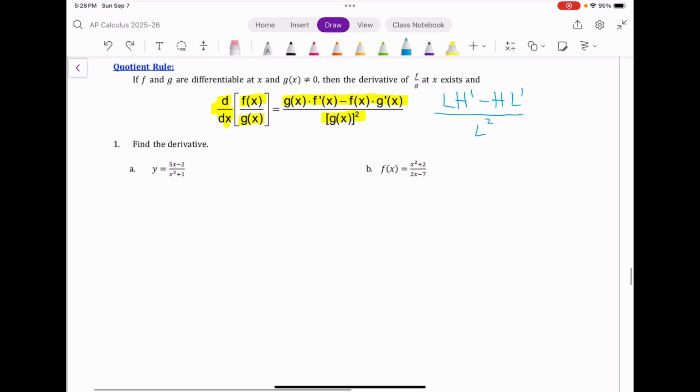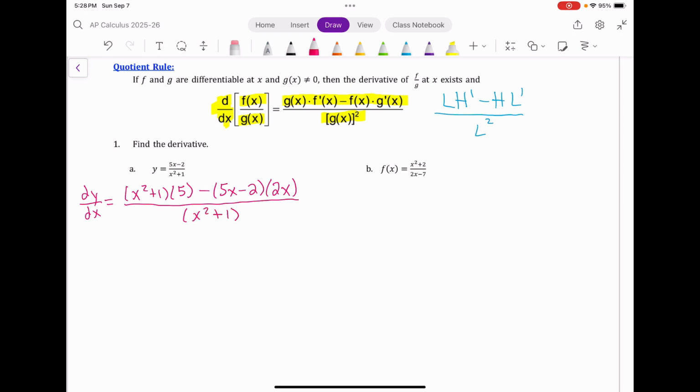So let's apply the quotient rule in part A. We want to find the derivative of y, so dy over dx. Take the low function times the derivative of the high function minus the high function times the derivative of the low function, all over the low function squared. Then we typically try to clean up the numerator, and we'll cancel anything we can after we see the factors of the numerator. A lot of times we won't end up actually canceling anything.